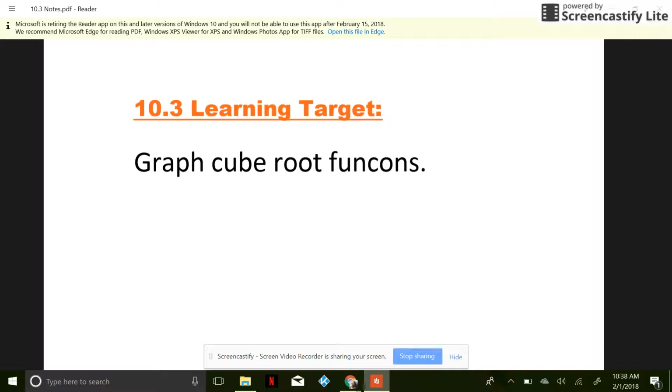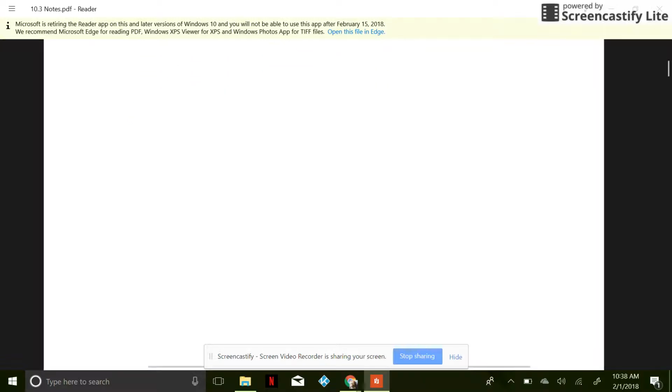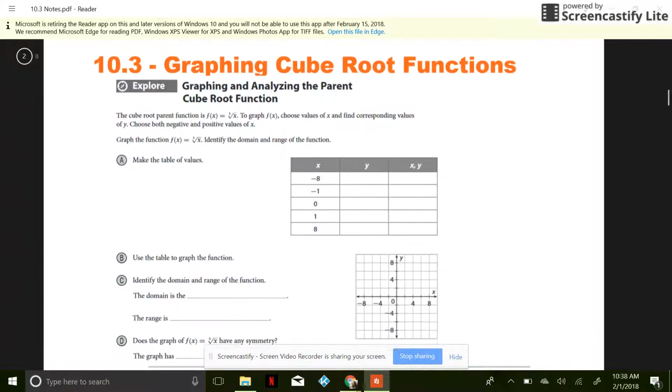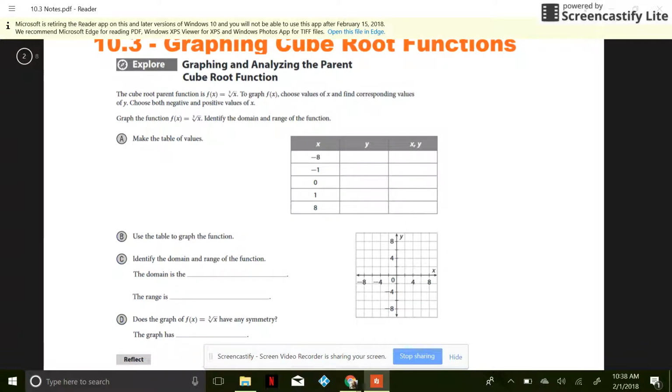We're looking at section 10.3, and we're going to be graphing cube root functions. So the cube root parent function is f of x equals the cube root of x. To graph f of x, choose values of x and corresponding values of y. And we can choose both negative and positive values of x.